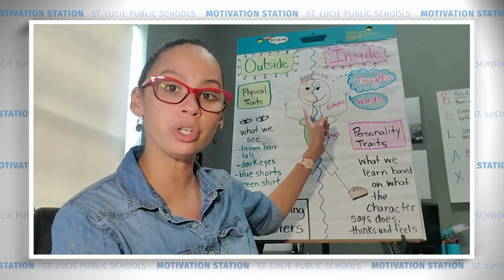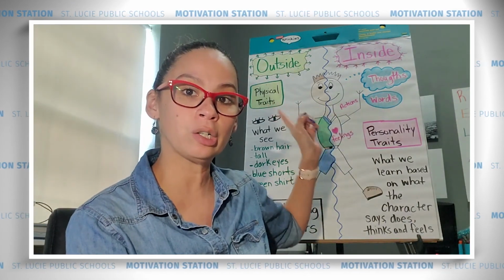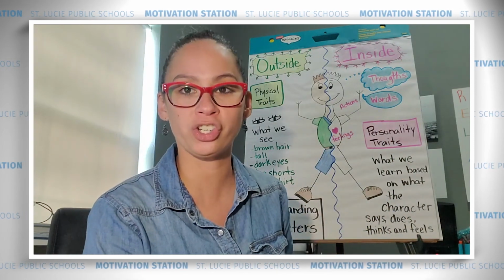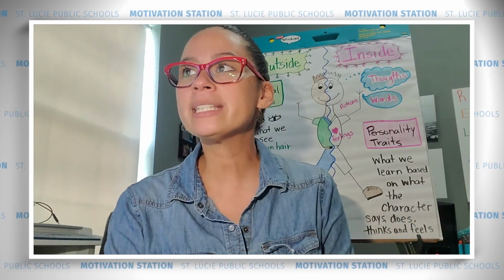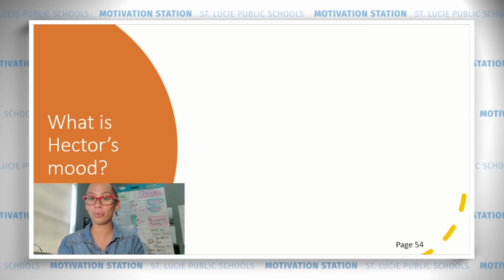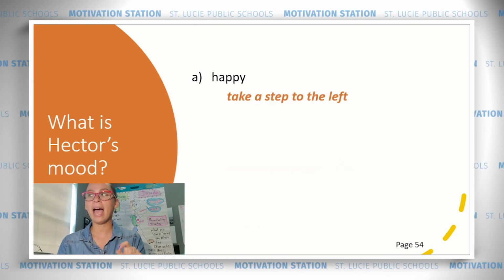And remember, I told you to what? To be on the lookout for physical and personality traits. So here's my first question. What is Hector's mood in scene 3? What is Hector's mood? Is it A, happy?